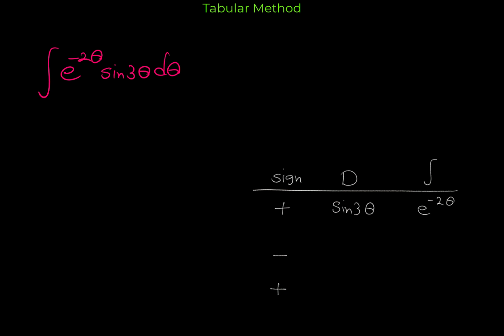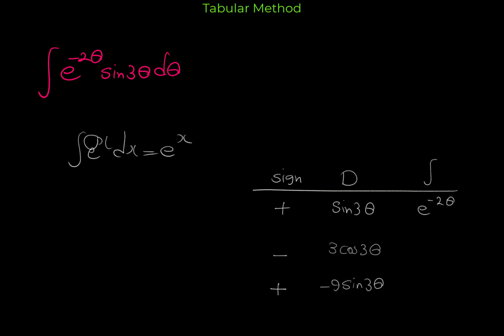Derivative of sine 3 theta is 3 cosine 3 theta. Derivative of 3 cosine 3 theta is simply negative 9 sine 3 theta. What is the integral of this? If you remember, the integral of e to the x dx is e to the x.